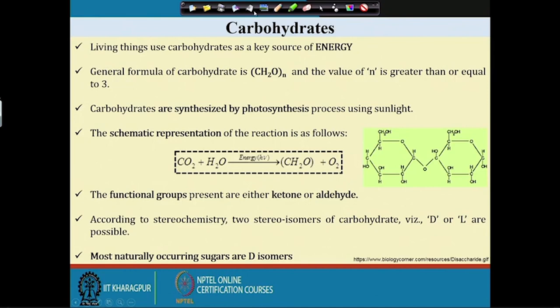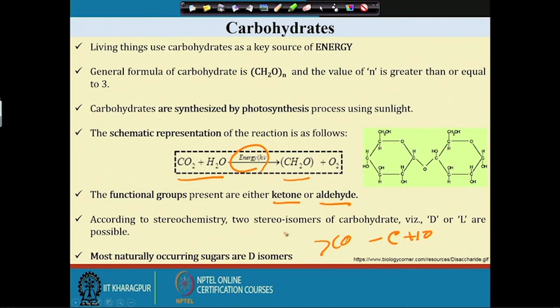Carbohydrates are synthesized by the photosynthesis process using sunlight, because this is the normal process going on in the living system. A schematic representation of the reaction is given here. You see that carbon dioxide and water in the presence of light produce the carbohydrate and oxygen. And two functional groups are present here. One is the keto group, that is the ketone group, and another is the aldehyde group. These are the two things that we have.